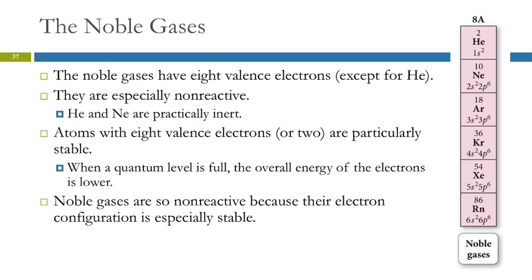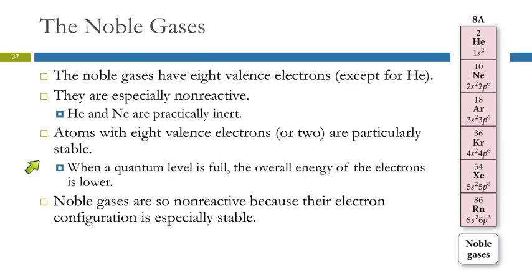So let's look at some of those patterns. So the noble gases, group 8A. All of the noble gases, except for helium, the little guy, they all have 8 valence electrons. And because they have 8 valence electrons, they have some common properties. Helium and neon are practically inert. Almost no compounds for those.